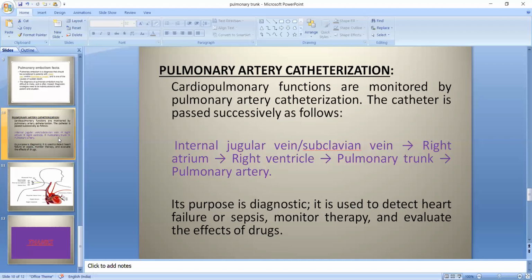So we have discussed all about the pulmonary trunk: its formation, branches, relations, the clinical conditions, and the remedy for pulmonary embolism also.